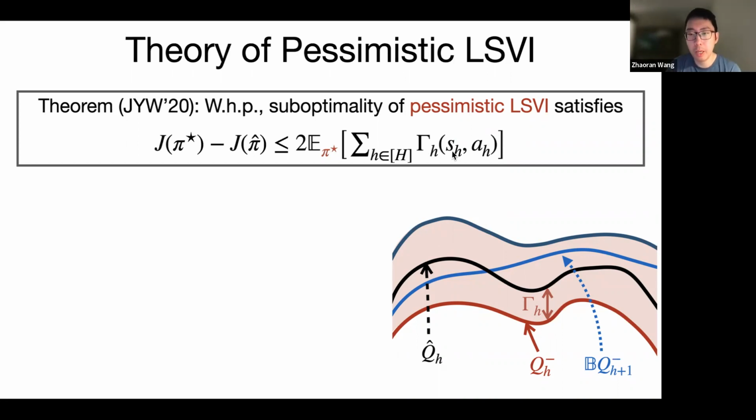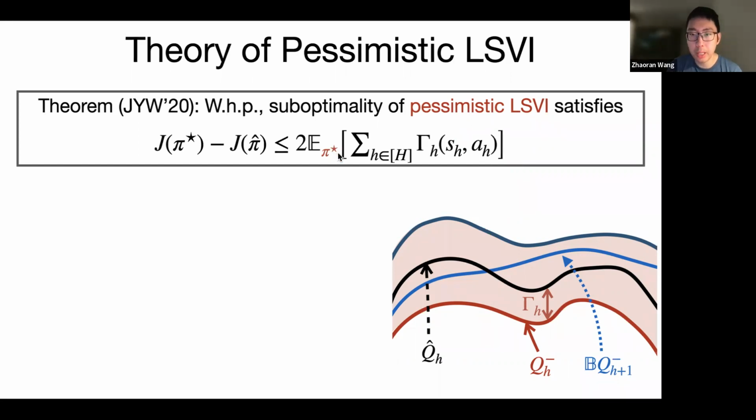So it means how many times you have visited the state and action. Although in the continuous case, we have to be more careful about what it means to say the number of visits, right? Because for continuous state and action, you almost never visit the same state again. So there are other ways of constructing this gamma. And I'm summing up the width of the confidence interval across all the H steps.